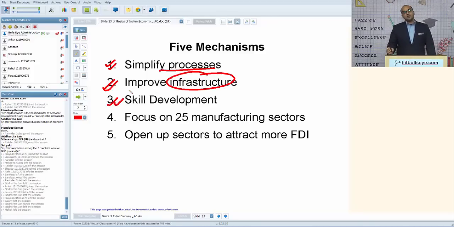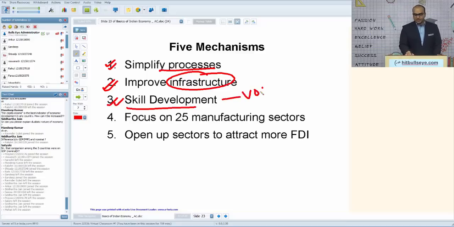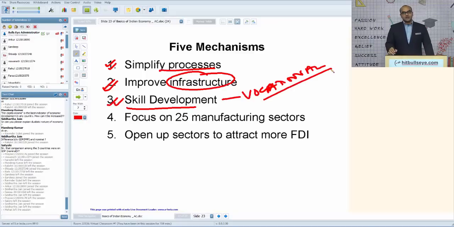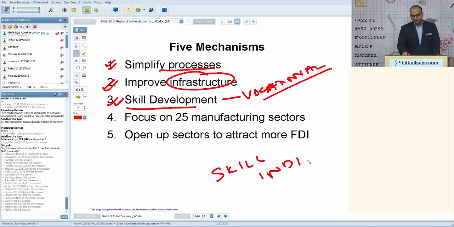Third, skill development. Now we all have heard that India is short of doctors, engineers, etc. However, one more thing that we tend to forget is that India is also falling short of workers like plumbers, carpenters, people who can operate heavy machinery in factories. These people are also very important in the development of an economy. As far as skill development is concerned, vocational training is also a focus of Make in India, and we also have another scheme running called Skill India.